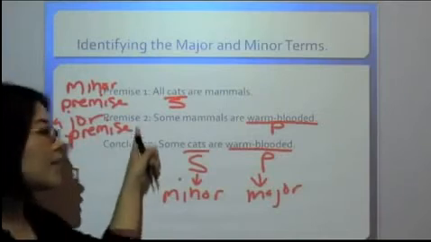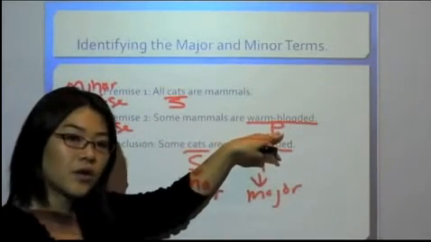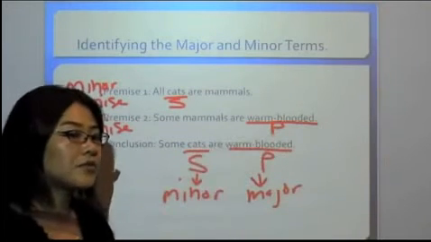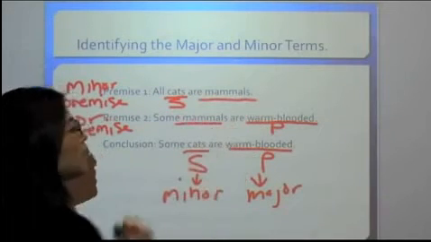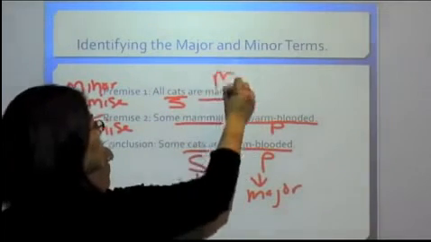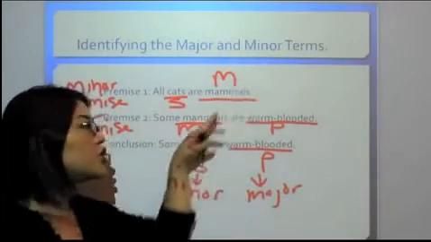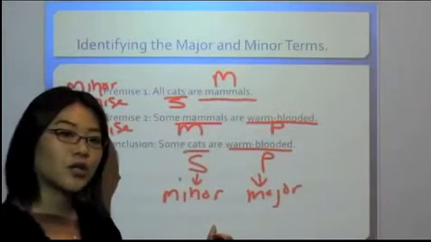And the reason why it is the major premise is because it has the predicate term of the conclusion, which is the major term, warm-blooded animals. Finally, we can also see here that the middle term is mammals, and we'll represent that with an M. Why? Because it is a term that is shared between both the premises and does not occur in the conclusion.